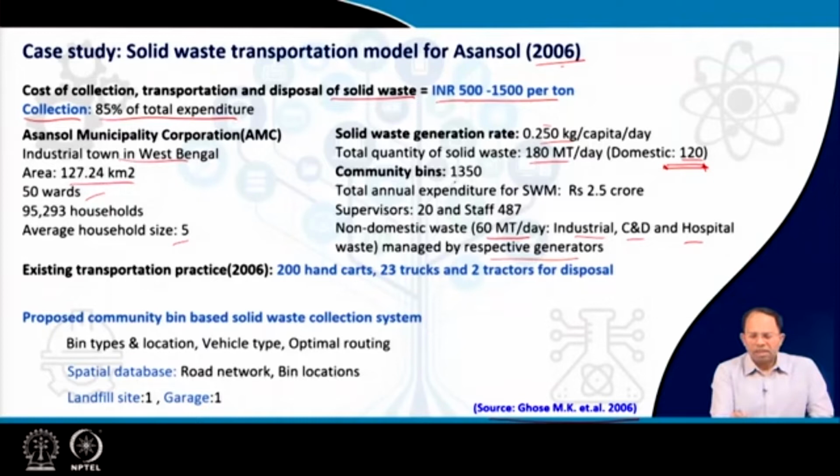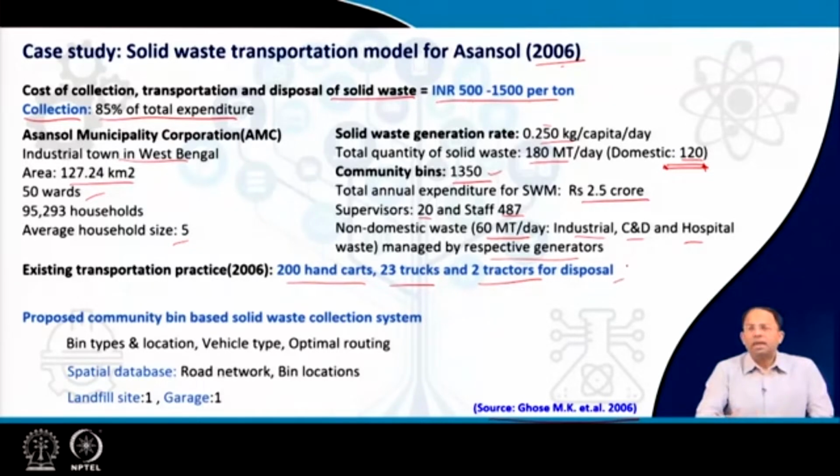So, total number of bins that are considered is 1350, and these bins are of different sizes that we will consider. And total expenditure is around 2.5 crores. Total supervisors for this particular area is around 20, and total staff is around 487. And this community bin system was initially present over here, and usually during this time around 200 hand carts, 23 trucks and 2 tractors were used for disposal. So, this was the basic system which was at that point of time being utilized, and this study proposes an alternative system which is better compared to what was there earlier.